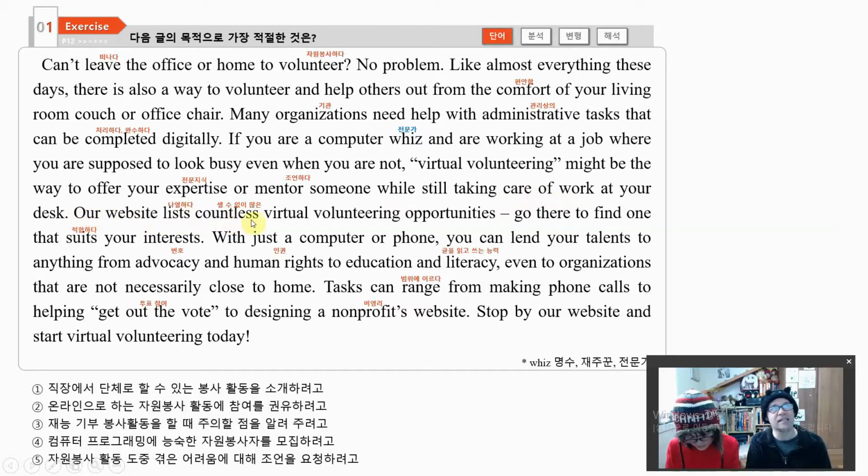Our website lists countless virtual volunteering opportunities. Go there to find one that suits your interests. With just a computer or phone, you can lend your talents to anything from advocacy and human rights to education and literacy, even to organizations that are not necessarily close to home. Tasks can range from making phone calls to helping get out the vote to designing a nonprofit's website. Stop by our website and start virtual volunteering today.